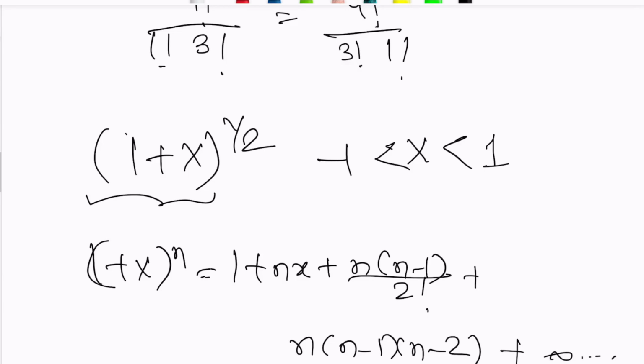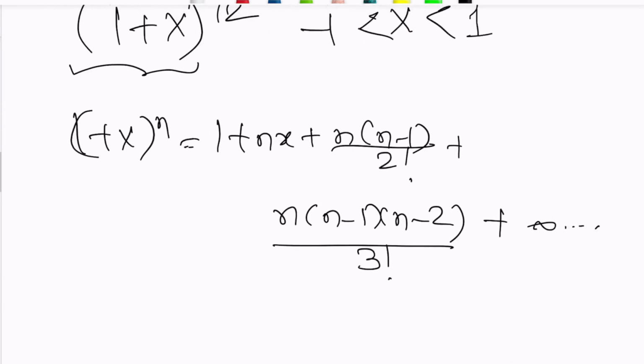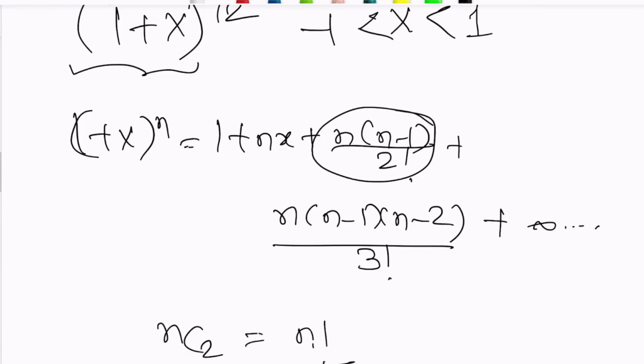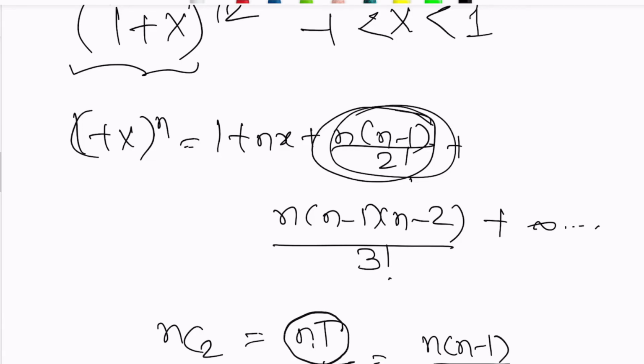So this is basically the same thing. If you think about it, if n was an integer, we could have written nC2, which is just n factorial by n minus 2 factorial into 2 factorial, which is n into n minus 1 by 2 factorial. So this is the same thing, except n is not an integer, so you cannot really write n factorial, so you write it in this form.